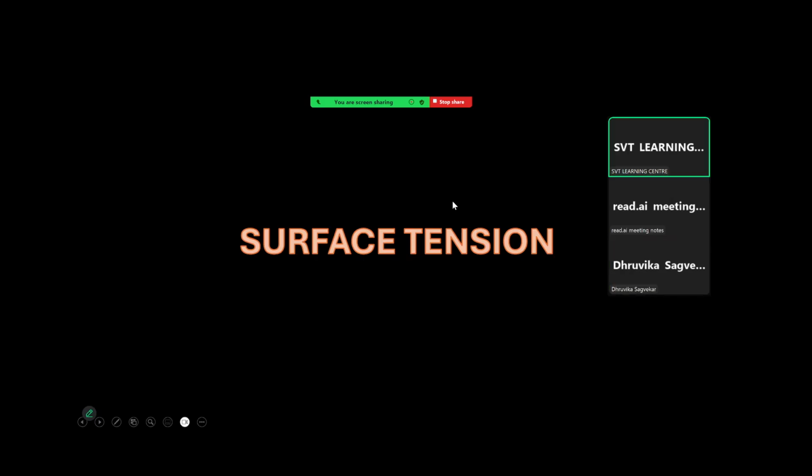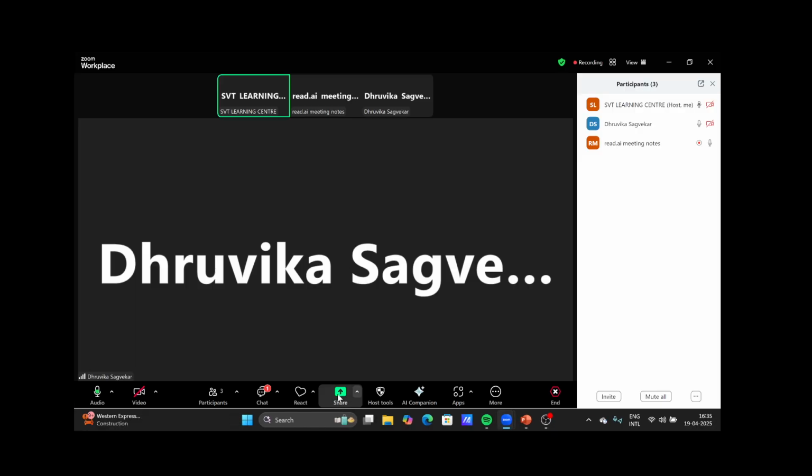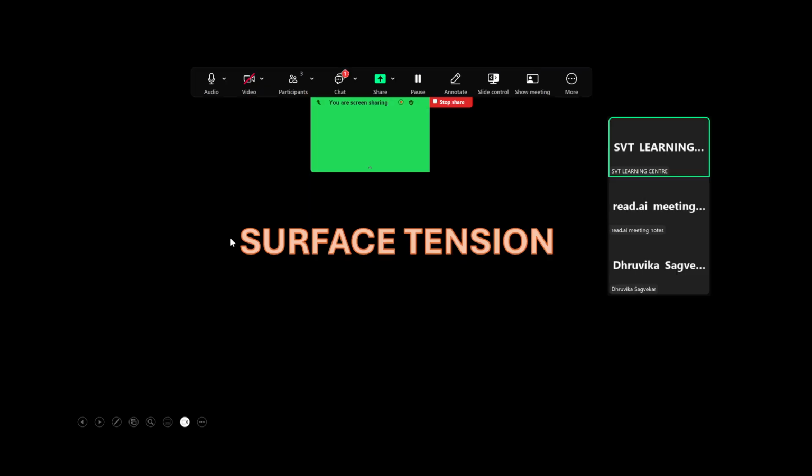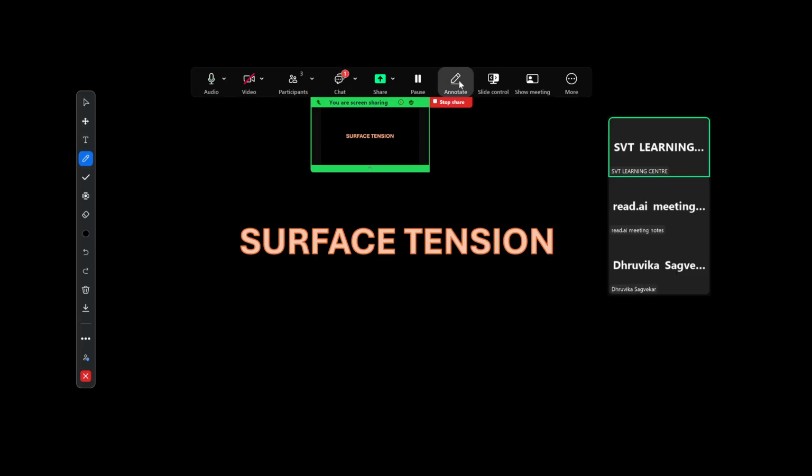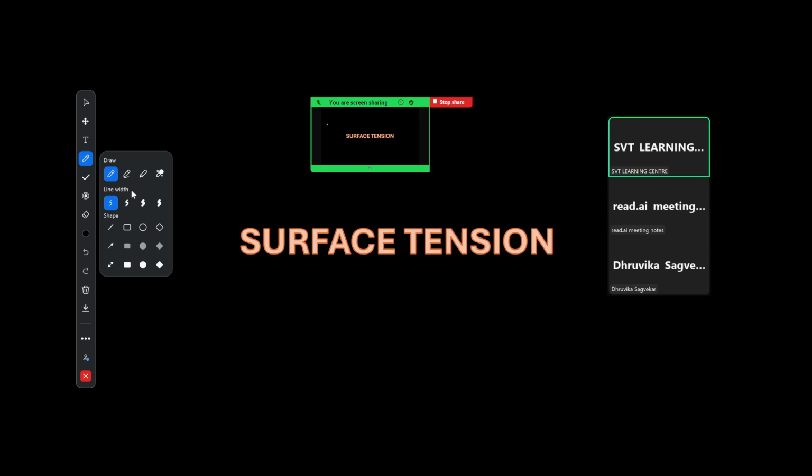Okay, we are starting with surface tension. It is a part of fluid mechanics. Now, what is surface tension? For that, first you have to recognize what you mean by a free liquid surface. Any surface that is not in contact with any other immediate surface is called a free liquid surface.